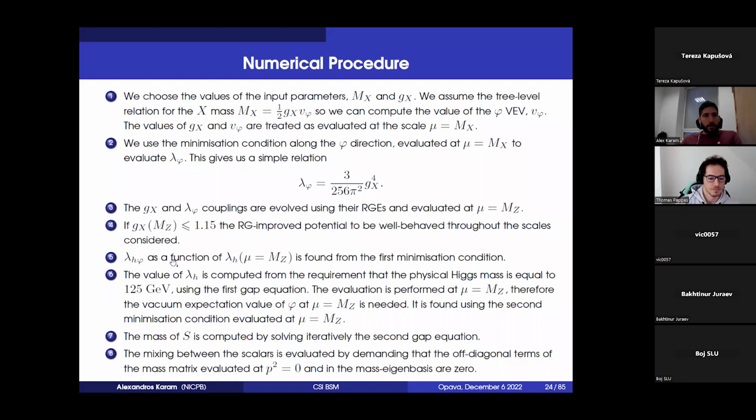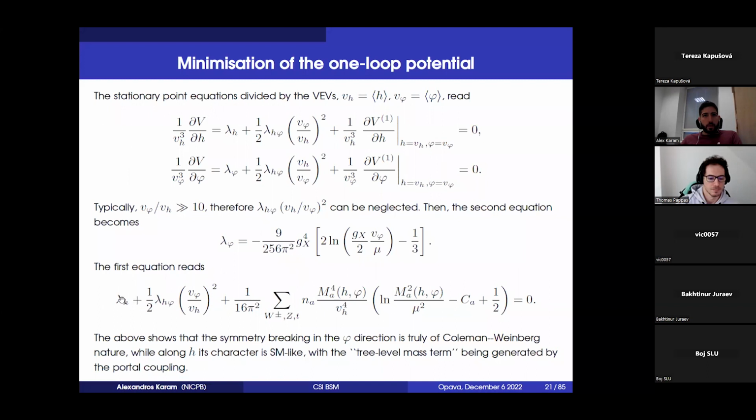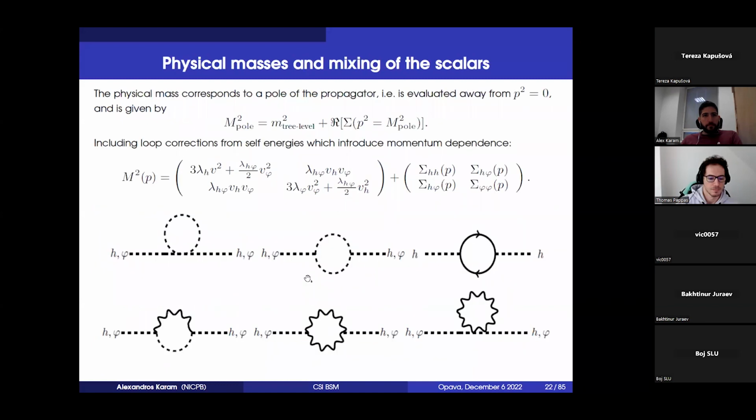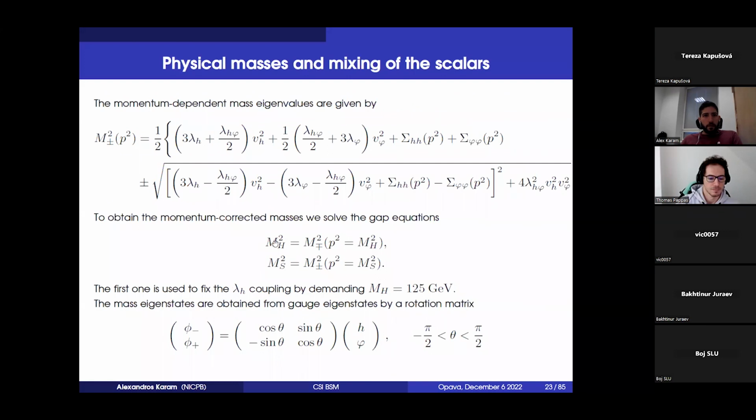Then the portal coupling as a function of lambda is found from the first minimization condition, which was this one. So we obtain the portal coupling from this. And then, as I told you before, the value of the Higgs quartic coupling is computed from the requirement that the physical Higgs mass is equal to 125 GeV, i.e. from this gap equation.